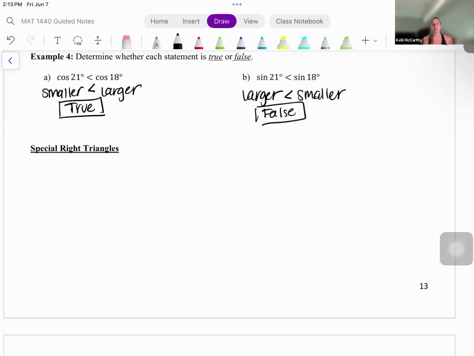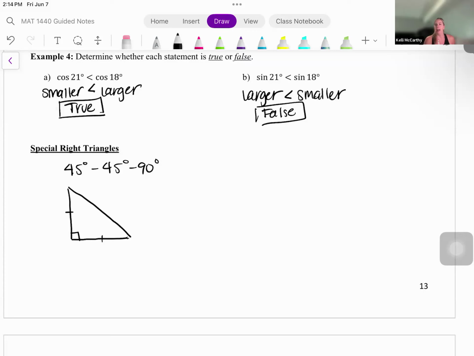Next, we're going to review some special right triangles. There are two special right triangles we're going to look at. Maybe you remember these from a geometry class. If not, you can just note them now. We have a 45, 45, 90-degree right triangle, and this is an isosceles right triangle. If both of our angles outside of the right angle are equal, or if we have two equal angles, that makes this an isosceles triangle.